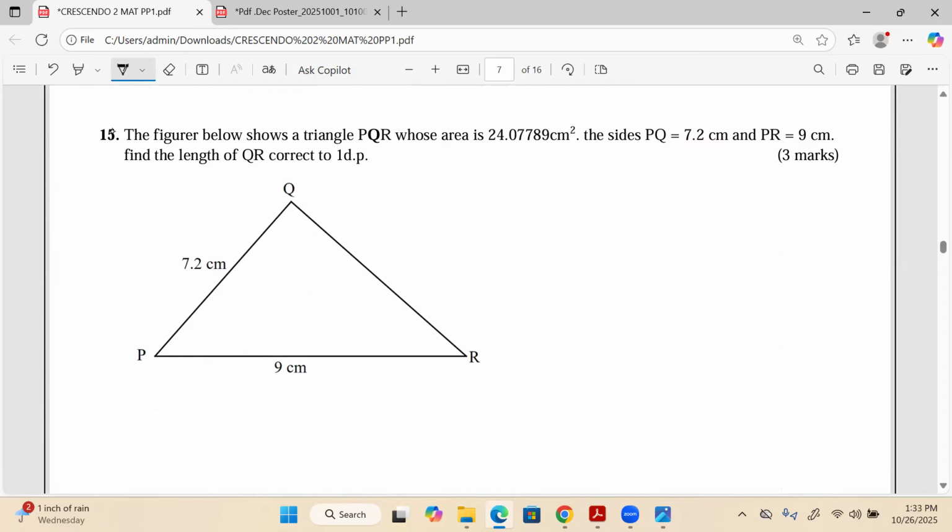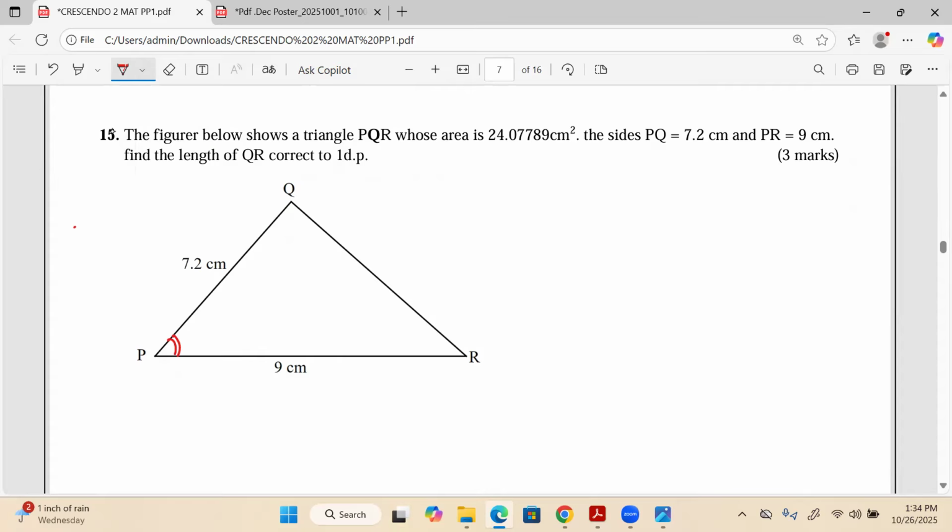Number 15, ladies and gentlemen, the figure below shows a triangle PQR whose area is 20.07789 square centimeters. The sides PQ is equal to 7.2, PR 9 centimeters, just as you can see in the diagram. Find the length of QR correct to 1 dp. Allow me to apply the formula of area of a triangle to first get the angle at P. Then from there, we shall proceed to find other things.